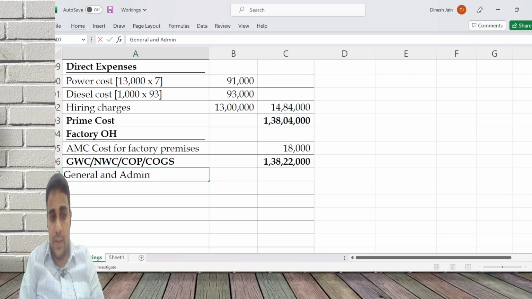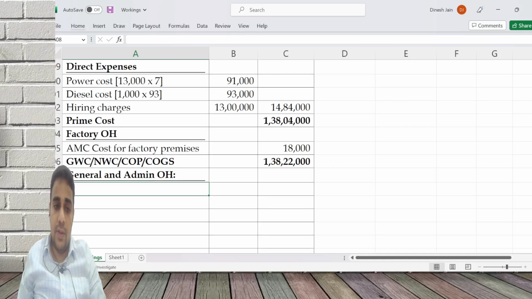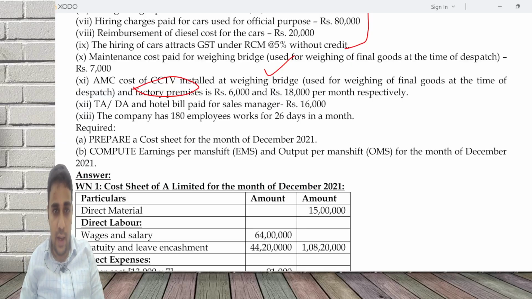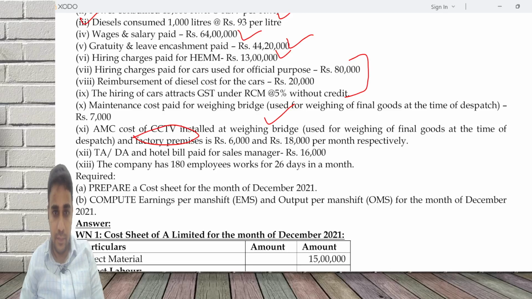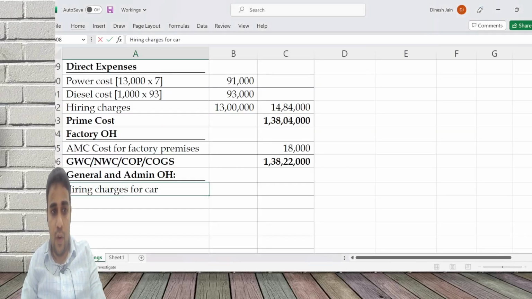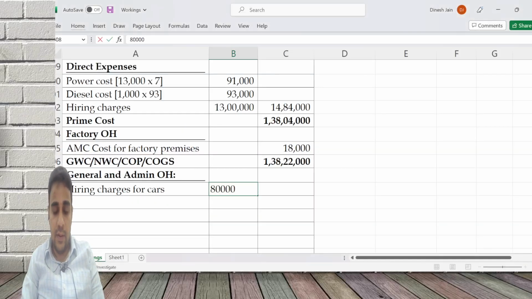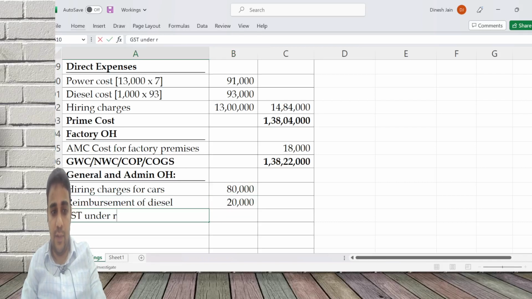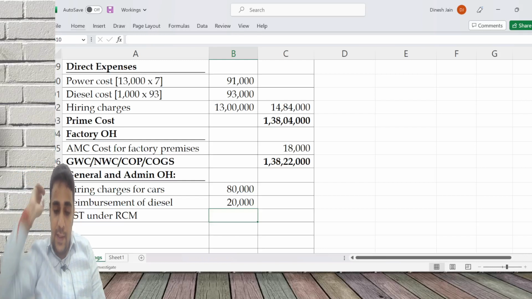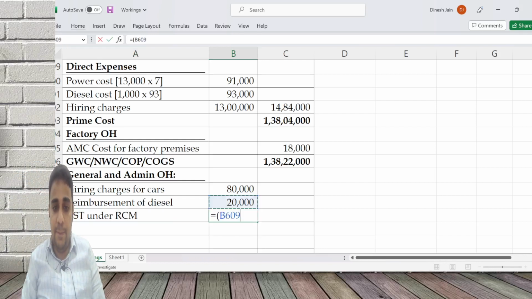General and admin overhead. So we will capture the general and admin overhead now. In the general and admin overhead, I'll have the hiring charges for cars related to your office. Reimbursement of diesel. And GST under reverse charge mechanism. We saw this reverse charge mechanism in one other question we did. There also we had reverse charge mechanism GST, for which input credit is not available. So reverse charge is 80 plus 20, 1 lakh into 5%.